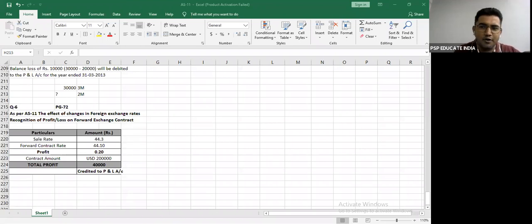However, at what rate did you purchase from the bank? 44.1. So this time you have a gain of how much? 0.2. Are you getting it? So the bank will not be at that rate.